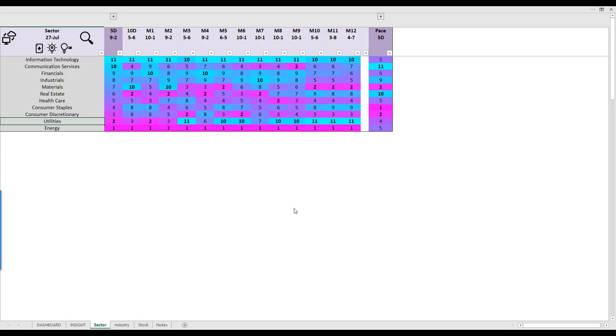Another look at the sectors using scorecard and heat map. Here you can look at the 11 sectors performance across 12 monthly periods and then more frequently over 10-day, 5-day periods, etc. Cyan represents strength, magenta represents weakness. This week, infotech and communication services are the strongest sectors. Utilities and energy are the weakest sectors.